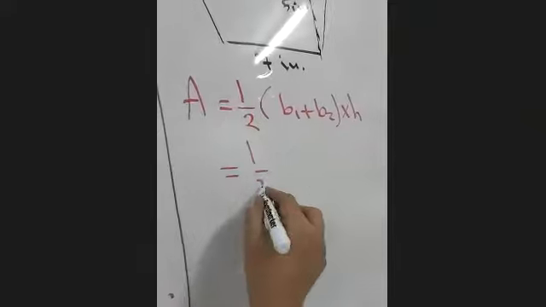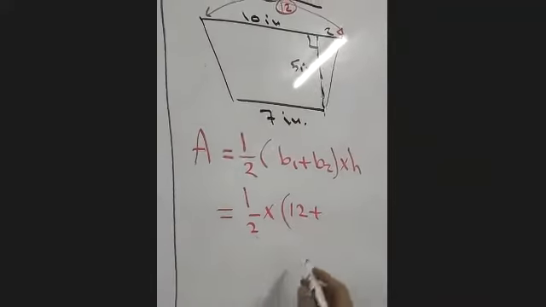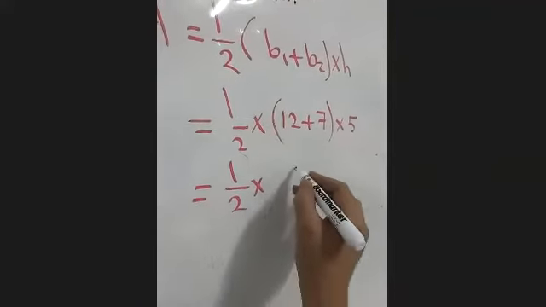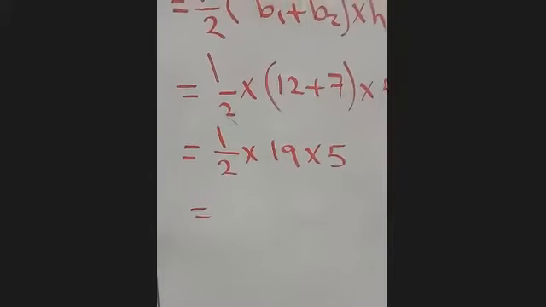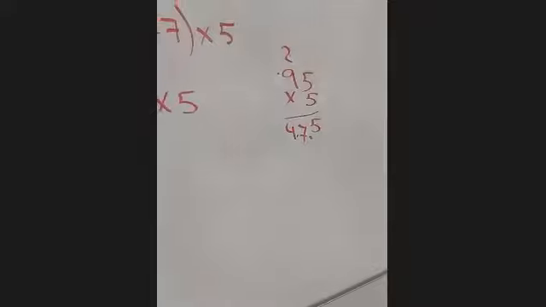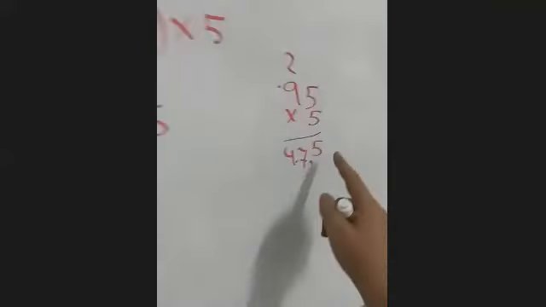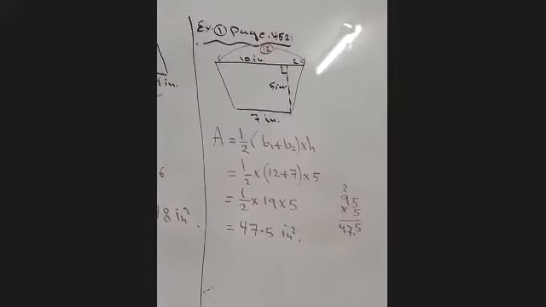Apply it. This is equal to half multiply base 1, 12, plus base 2, 7, multiply the height, 5. Now make the bracket first, half multiply 19 multiply 5. Half of 19 is 9.5, multiply 5, means 95 multiply 5, 5 by 5 is 25, 45, so it is 47.5 inch power 2. This is how we find the area of a trapezoid, guys.